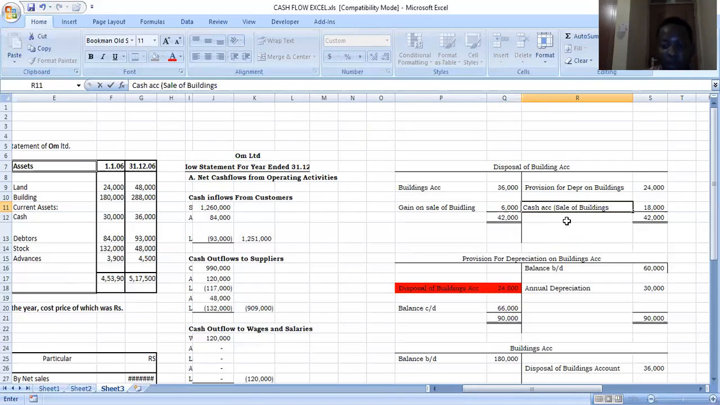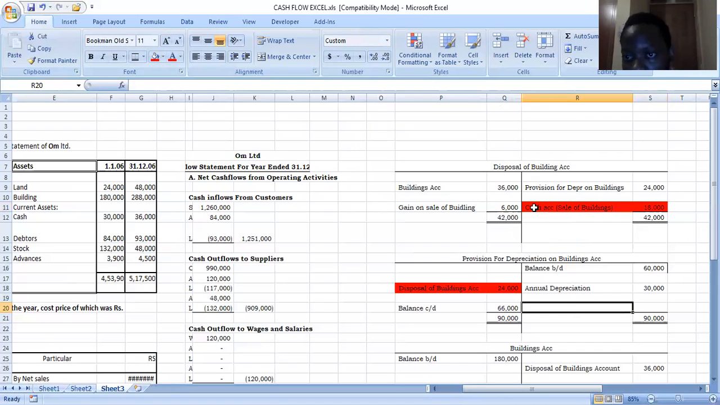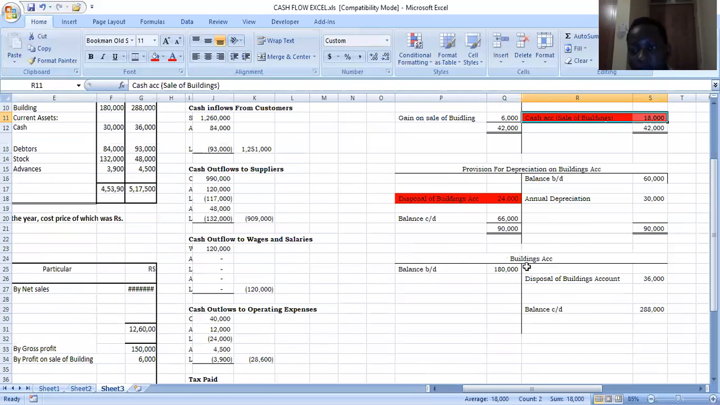So sale of buildings. We're able to tell now that buildings were sold at 18,000 shillings. So this is a cash inflow. Then we balance off the buildings account. We see that our balance carried down in the buildings is 288,000 shillings.